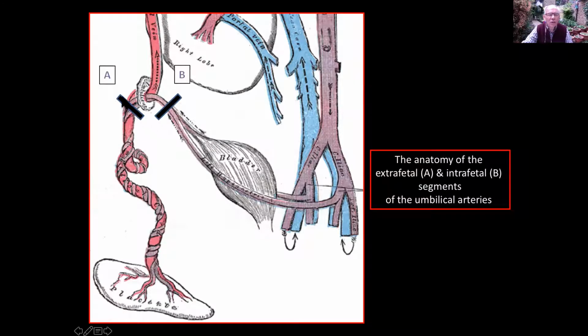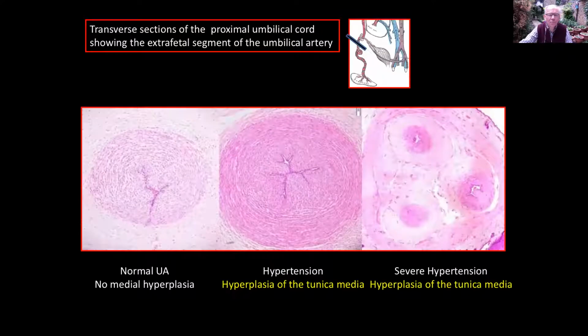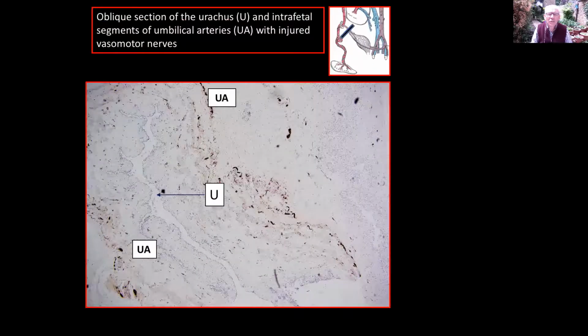So the first one we're going to show you is just a section of the umbilical cord like this. This is normal on the left, hypertensive with the hyperplasia of the tunica media, which is the key finding in this condition. And then I'm going to show you it in the cord like this. But this is all a little subjective, and although we can use histological stains for hyperplasia of the tunica media, we think there's better ways of looking at it.